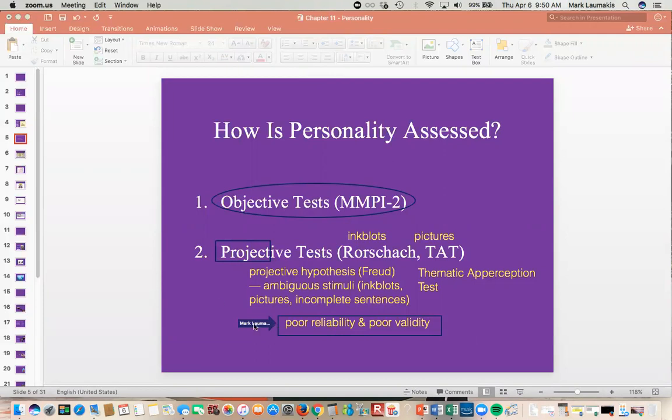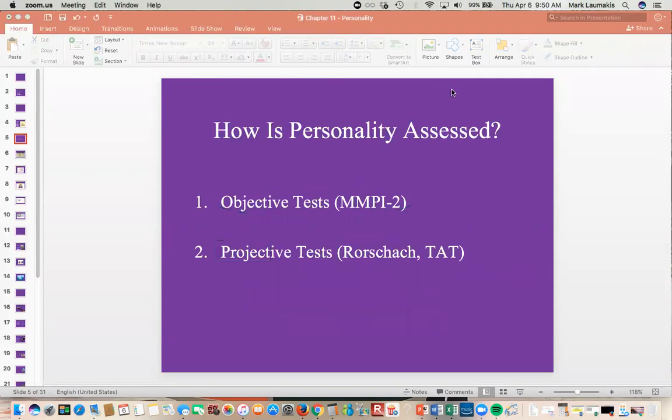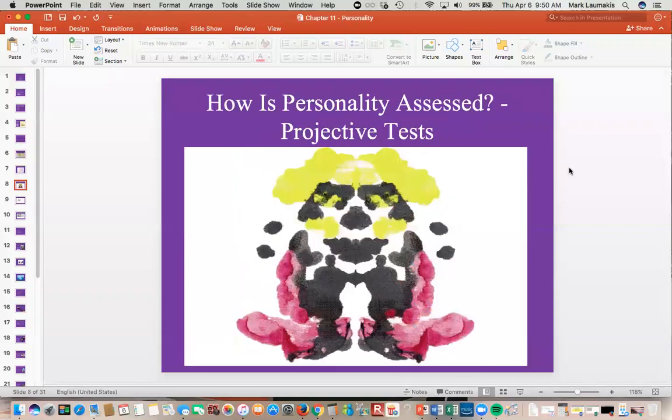Okay, so let's give you a couple of examples of what these items look like. I don't see a whole lot of benefits here. It's a different approach to assessing personality, but because of the poor reliability and poor validity, their scientific merit is not particularly great. So let's take a look at a couple of examples of some items from the Rorschach.